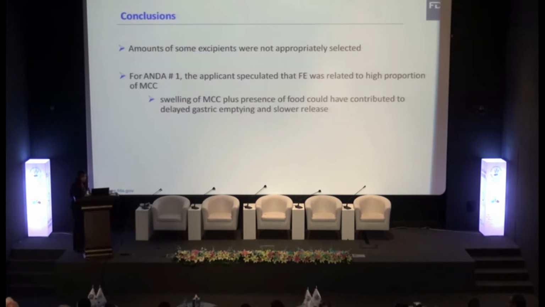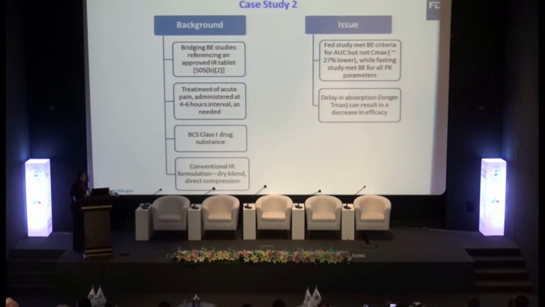And I'll show you another example here. Again, IR product. This was a bridging BE study referencing an approved immediate release product. So this was what we call a 505(b)(2) application. This particular drug is used for the treatment of acute pain, administered at 4 to 6 hour intervals as needed. This is a BCS class 1 drug.